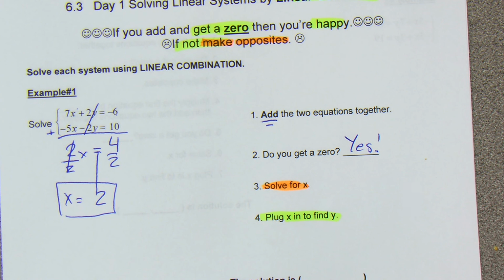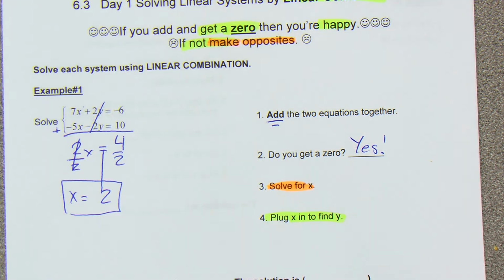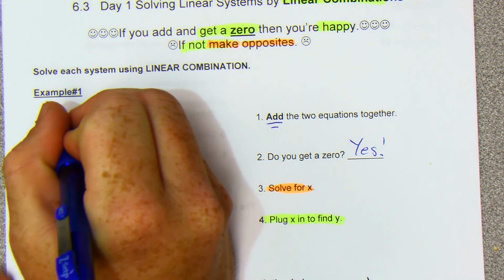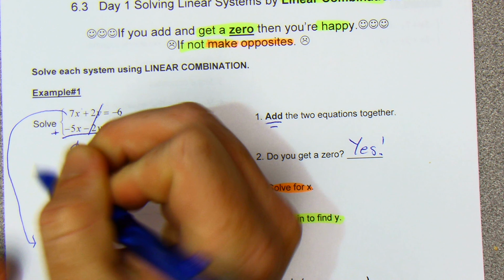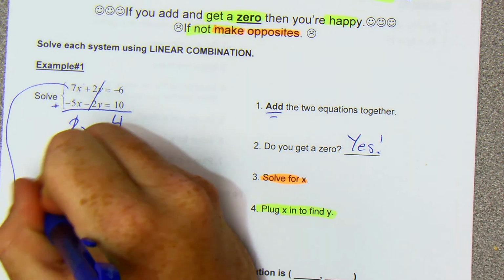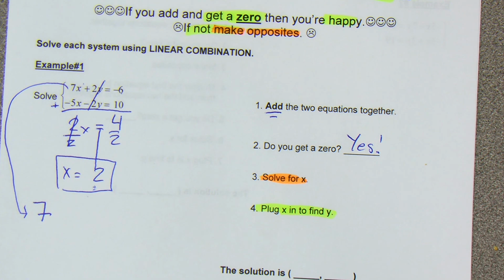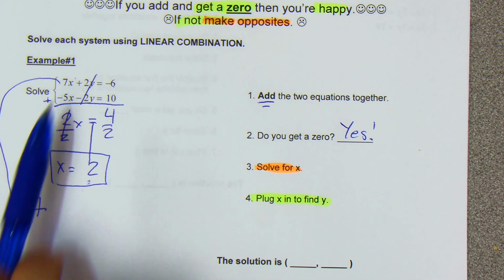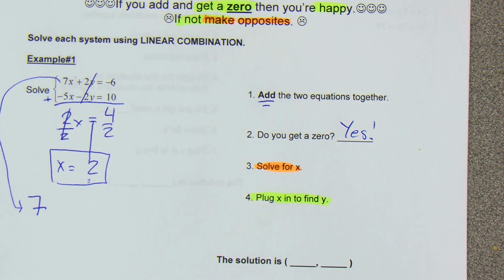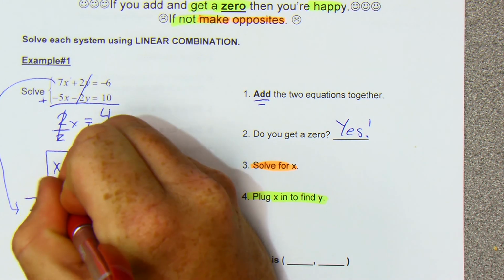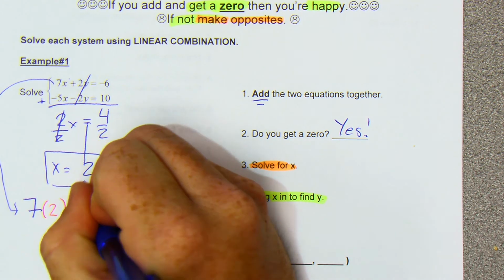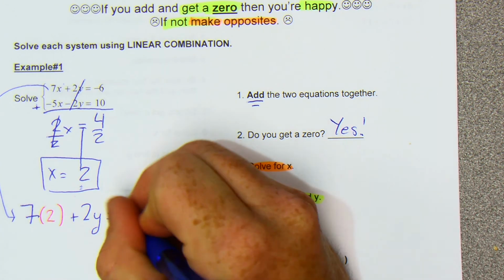We pick one of our two equations. We can pick either one, and we plug in the x that we found everywhere we see an x in order to find y. I'm going to use the top one and rewrite my problem down here. We have 7, but instead of x, I'm going to plug in the value I got for x. Instead of x, I plug in a 2, because that's what we determined x was. So it's 7 times 2 plus 2y equals -6.